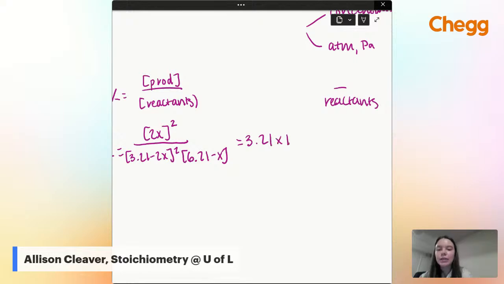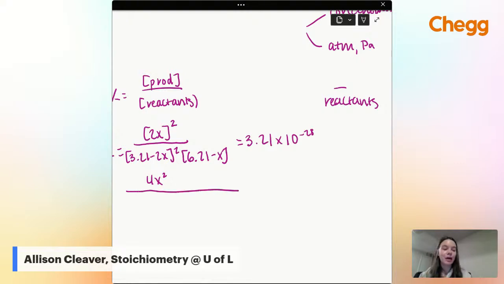3.21 times 10 to the negative 28th. So this math is a little bit confusing. I think we can all admit what we would do if we had to solve it manually. It's going to take a lot of algebra manipulation, but that top would be 4x squared because we'd square the 2 and the x.